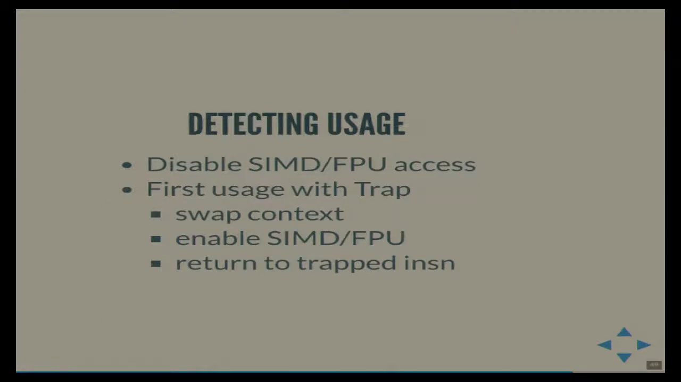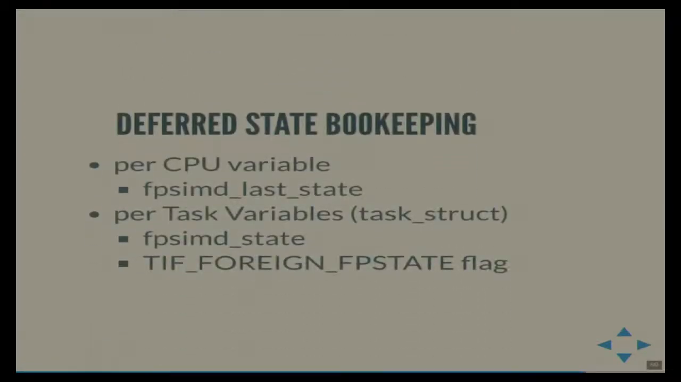We need to do a little bit of bookkeeping for this, though. So we need to keep track of whose SIMD state we have on each CPU. So there's a per CPU variable for that. And we also need a per task variable where we can save the SIMD state when it's not being actively used. In ARM, we introduce an additional flag here, this TIF_FOREIGN_FPSTATE. And this is just simply a state flag.